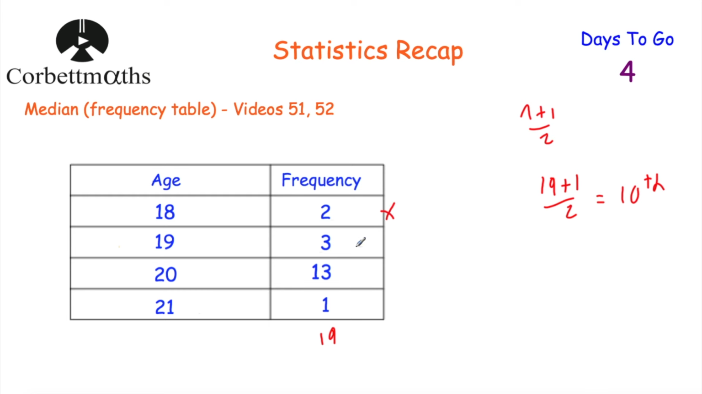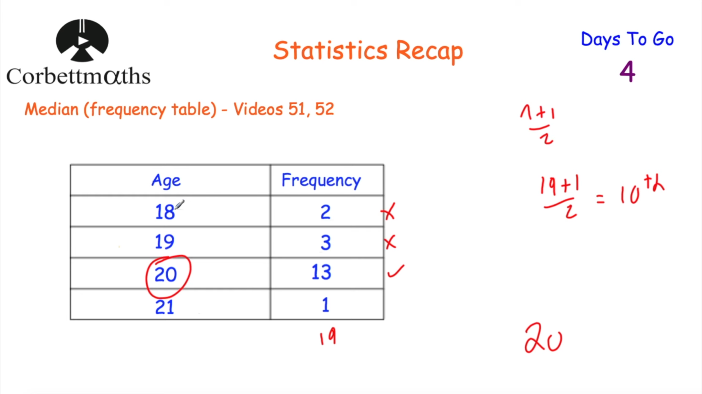So the 10th person is not in the first group. That's 5 people altogether. The 10th person's not on there. In the next 13 people, yes, the 10th person will be in there. So that means the median in this case is equal to 20. I said you could list them all out, but if the frequencies are quite large, then that's quite time consuming. So n plus 1 divided by 2 helps you find the position of the median.